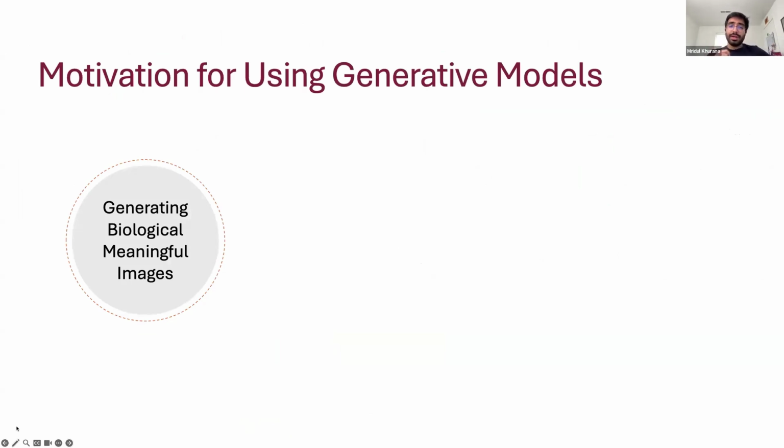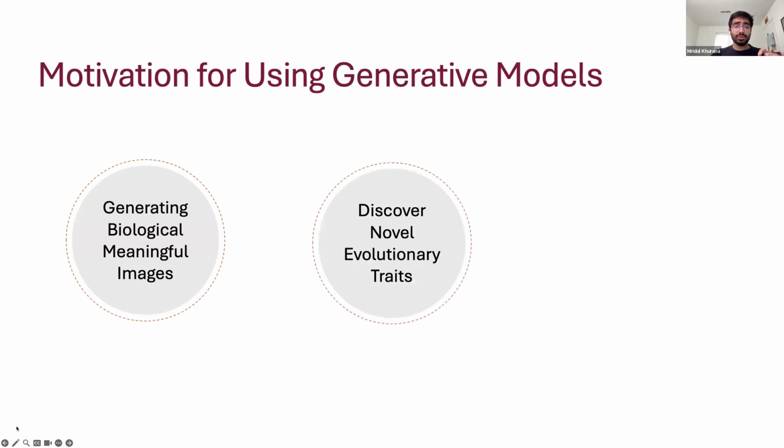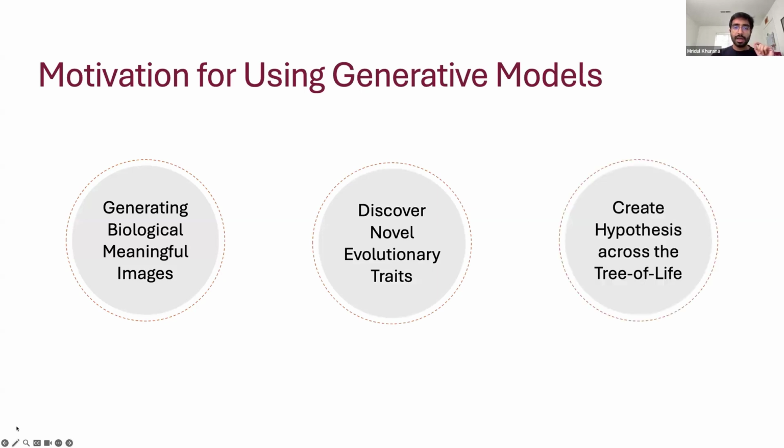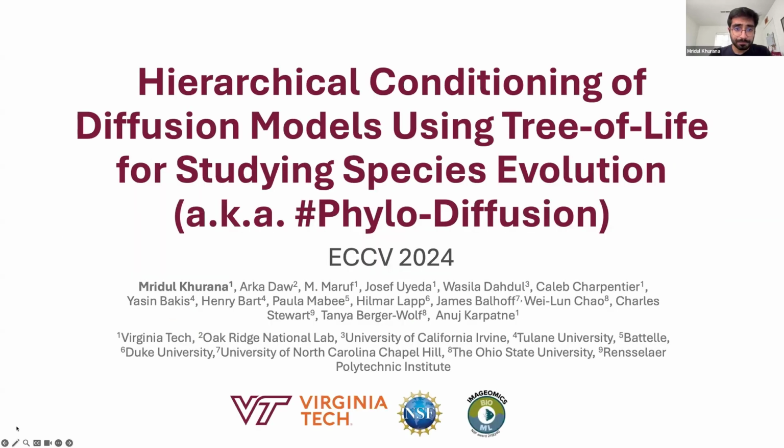We take this one step further to understand what these learned feature segments mean by plugging them into generative models so that we're able to visualize these changes in traits. In particular, our goal is now to generate biologically meaningful images that follow the correct morphology. And we also ask certain questions: can we use generative models to discover evolutionary traits across the timeline? And can we create some scientific hypotheses across the tree of life which can aid biologists to discover new species or novel traits?